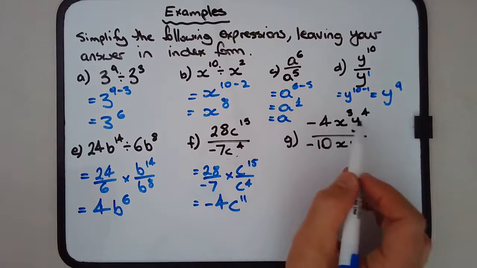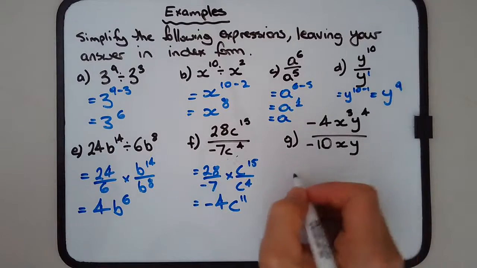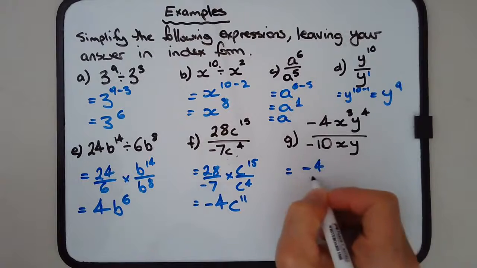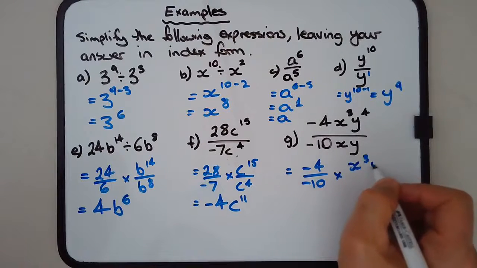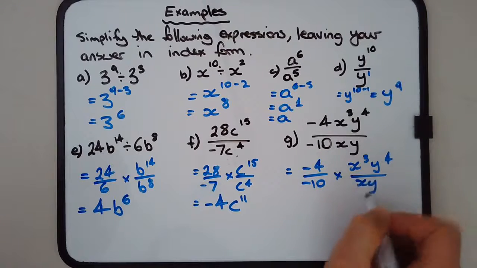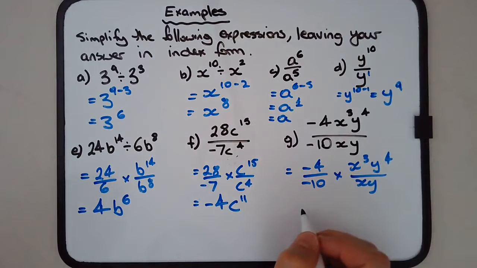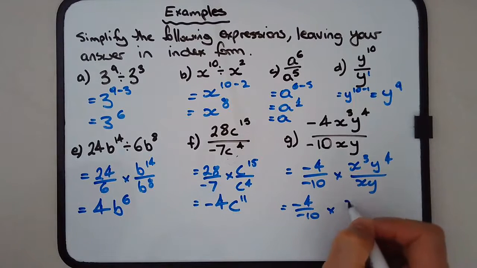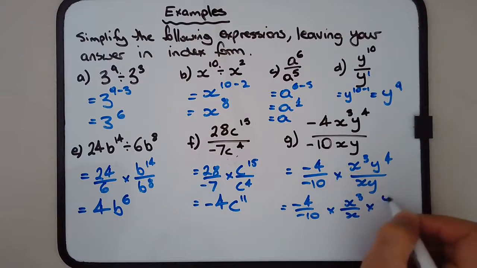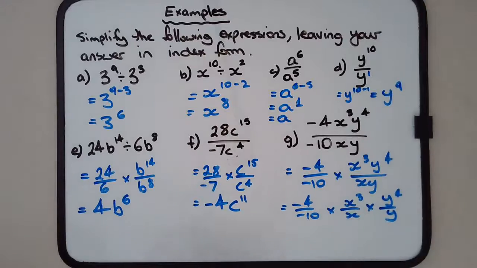Okay. Now, last one, G. You've got negative 4x cubed y to the 4 over negative 10xy. I'm going to separate these out. So negative 4 over negative 10 multiplied by x cubed y to the 4 over xy. Okay. So that's equal to negative 4 over negative 10. I'm going to separate these pronumerals as well. So I've done this in 2 steps. I could have done this all in 1 step, but I'm going to separate the x's and I'm going to separate out the y's as well. So that way I'm treating the terms that are alike together, the same pronumerals or the same letter.